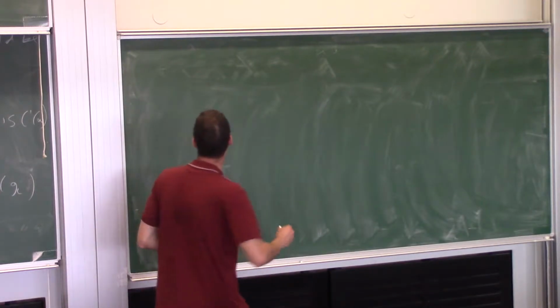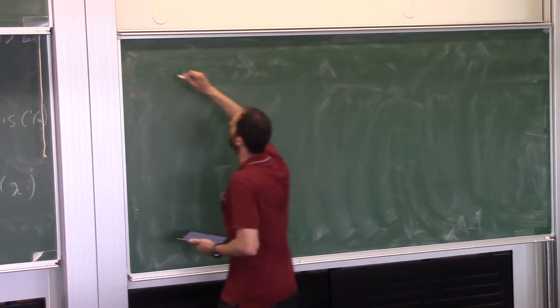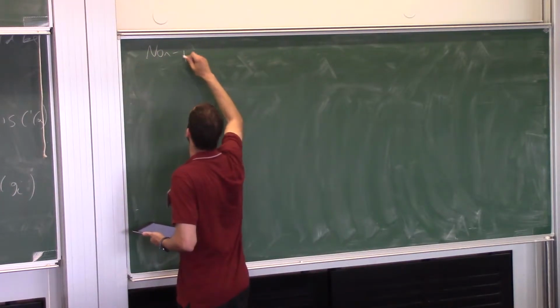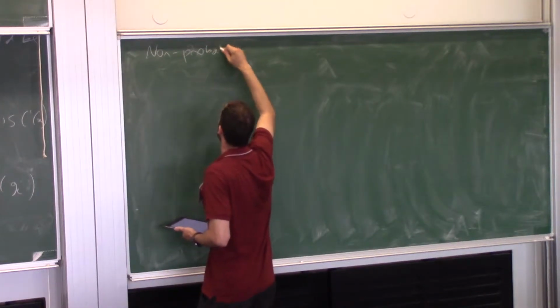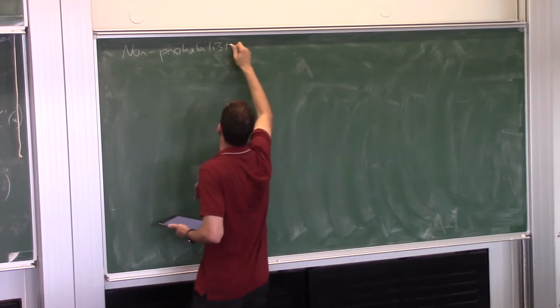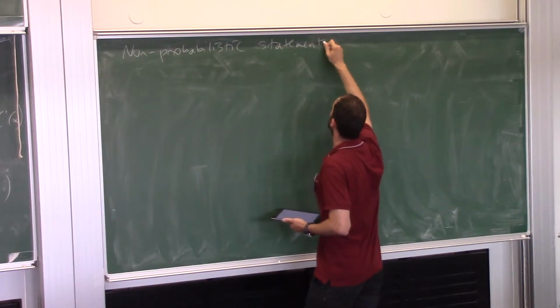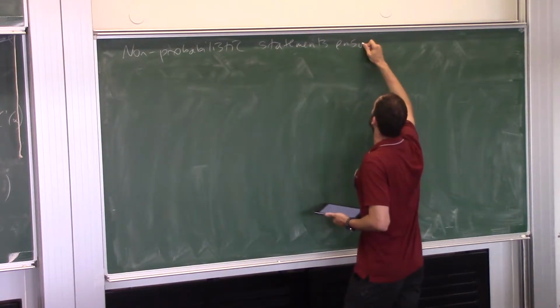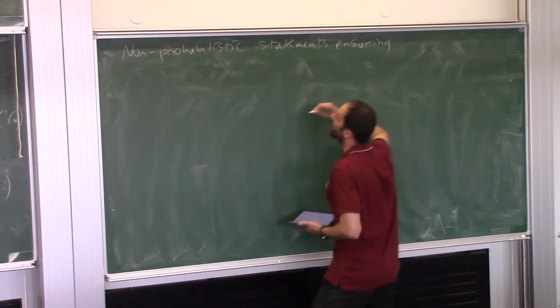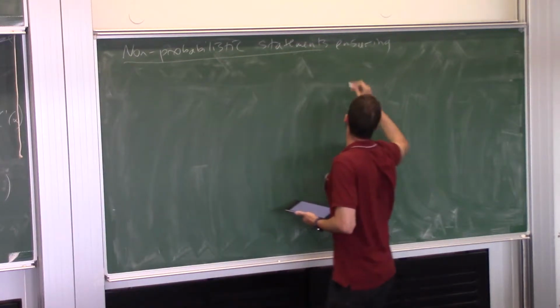So here are non-probabilistic statements ensuring properties of the quotient.